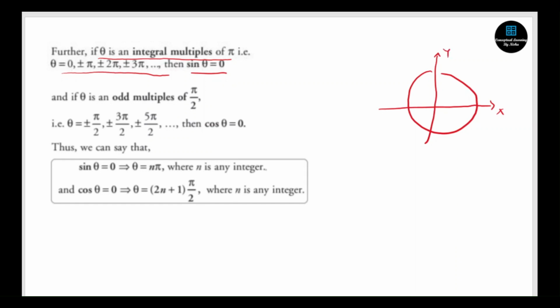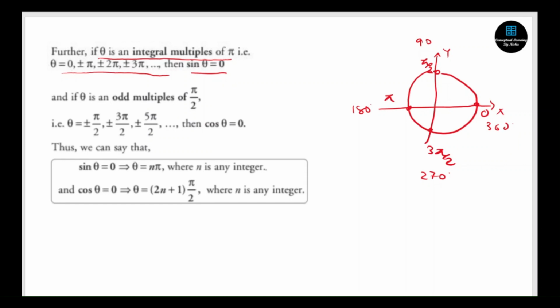So this is 0, this is pi by 2, this is pi, and this is 3 pi by 2, or 0, 90 degree, 180 degree, and 270 degree and 360, right? So for this and this, sine is 0. Here cos is 0, right? Pi by 2, 90 degree. You already learned that. So they are just talking about everything, but in terms of radians now, pi value.